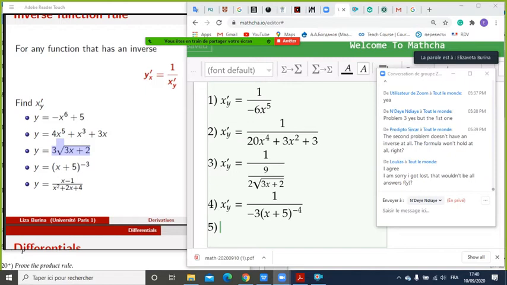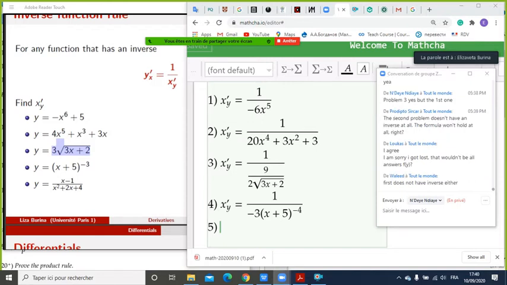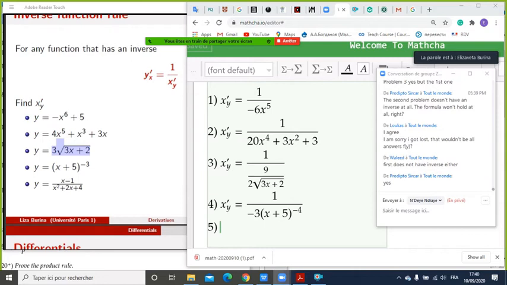The rest, I think, are x to the power of 6, also a parabola. Exactly, yeah, exactly. That wouldn't be all answers. What's that, Lucas? You can unmute.